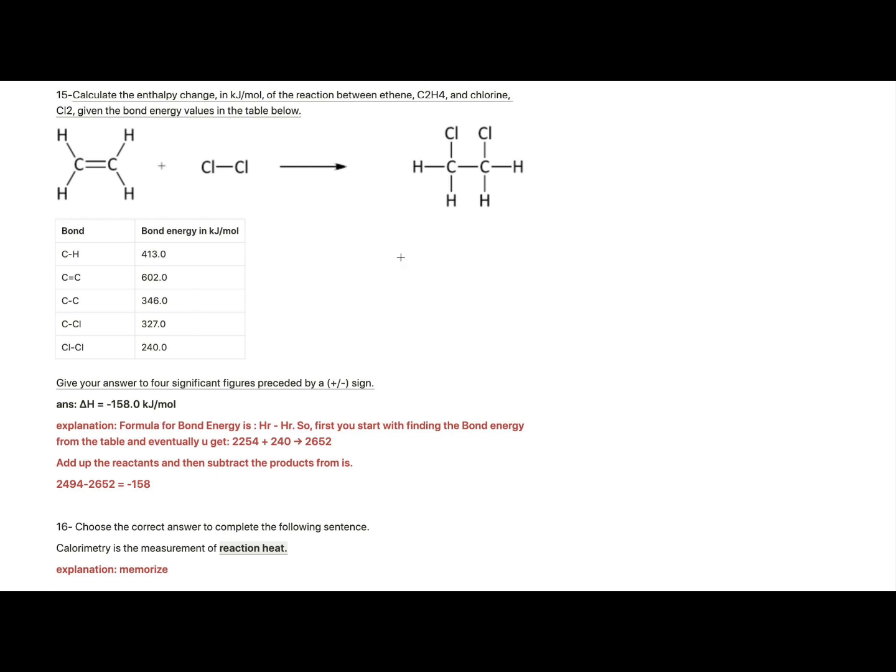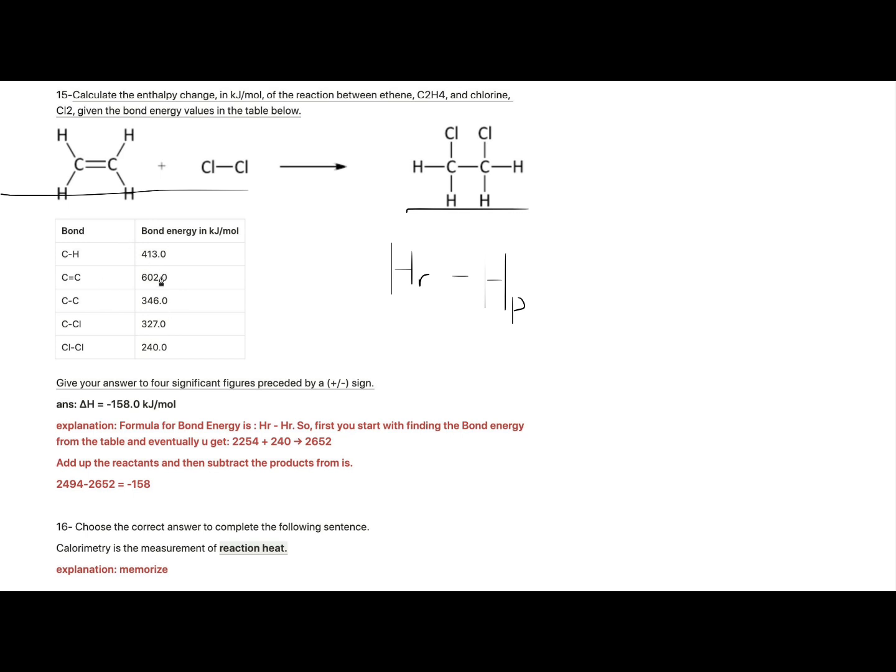So the bond energy formula is the heat of reactants, so the heat of this part, minus the heat of products, so minus the heat of this. To know the heat, they give you this table right here of the energy in kilojoules per mole. So we just basically add them up, whatever we see, and then we subtract them.